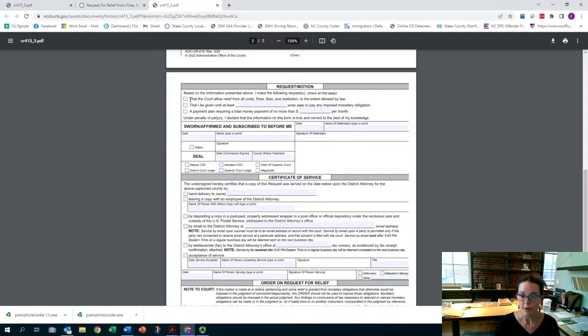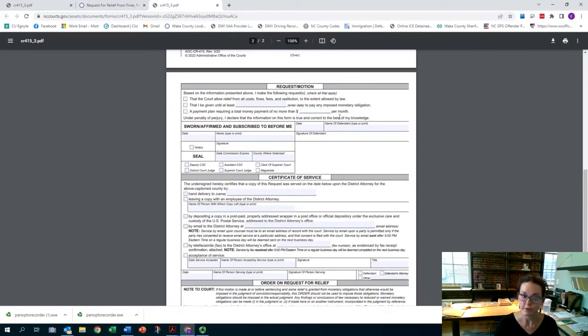Your first box is if you're asking the court to remit all of the money that you owe. Your second box is if you want to pay the money that you owe, but you need more time to pay it. And your third box is if you would like a payment plan and you can determine how much money you can afford to pay.